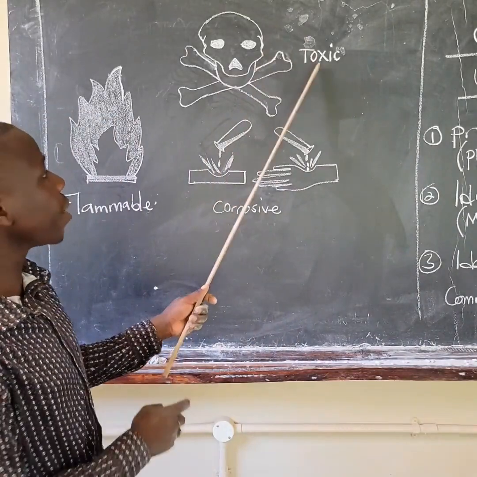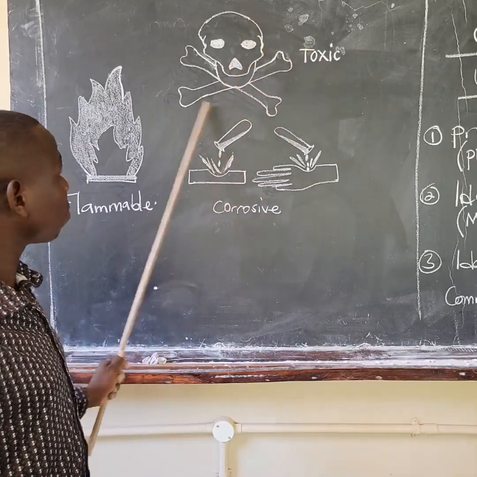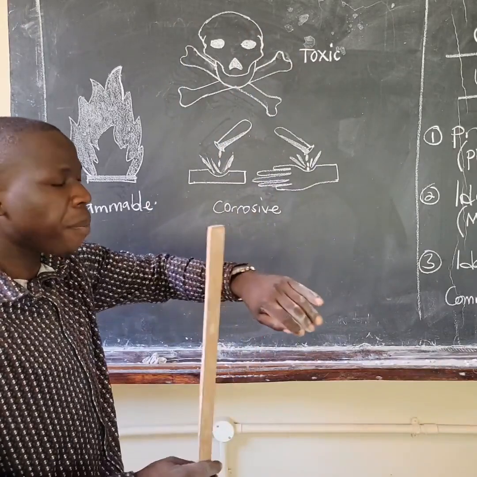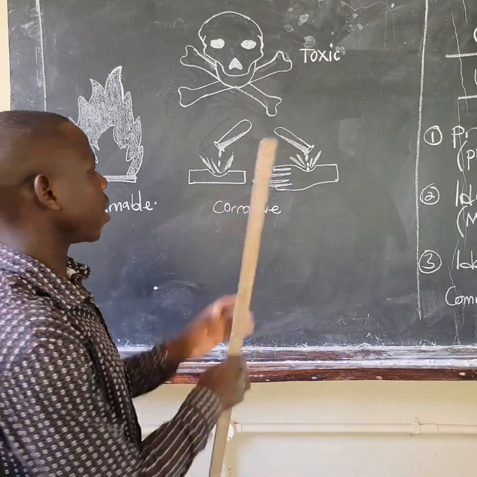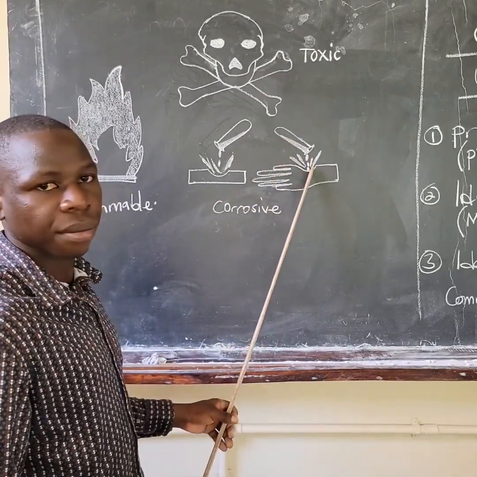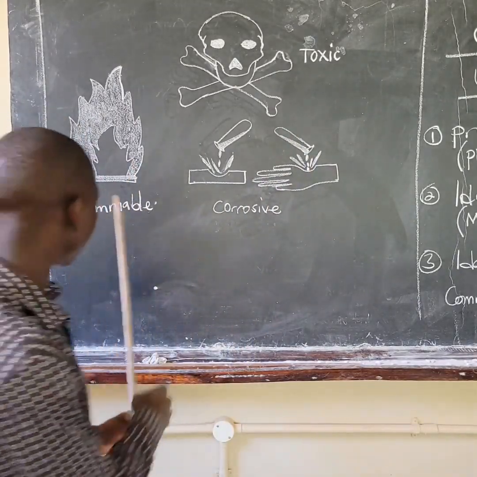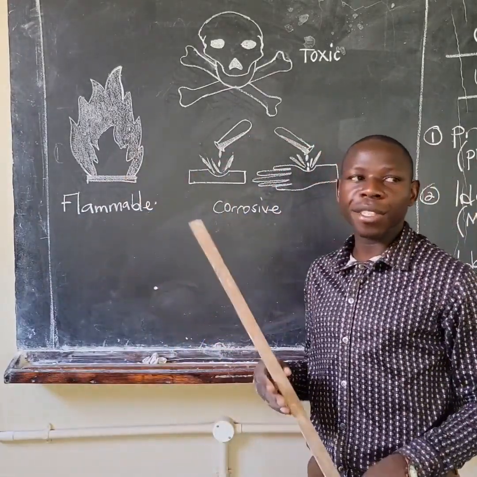This one means toxic, it can kill, it is poison. This one is corrosive, meaning if it happens to come into contact with tissue, like the skin, it damages it. This one is flammable, meaning the moment it comes into contact with fire, it burns into flame.